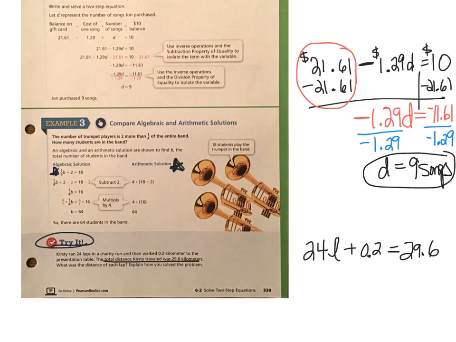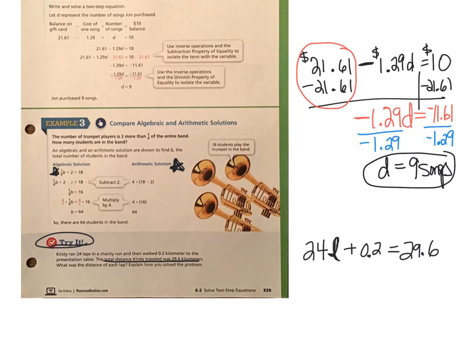All right, first take a look at the equation here. 24 laps in a charity run, and then she walked 2/10 of a kilometer to the presentation table. She traveled a total of 29 6/10 kilometers. So we want to know the distance of each lap. That's the cursive L here. I didn't want to write a lowercase l because it looks like a number 1.